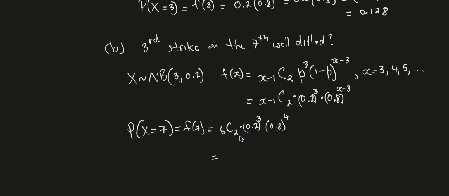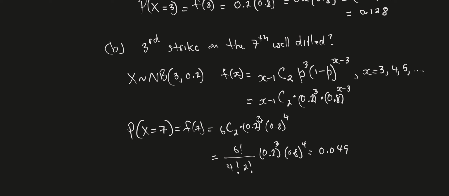Okay, so let's write down our 6 choose 2. So we got 6 factorial over 4 factorial times 2 factorial. And then we have the 0.2 cubed times 0.8 to the 4th power. And that comes out to be 0.049 if we round to 3 decimal places. All right?